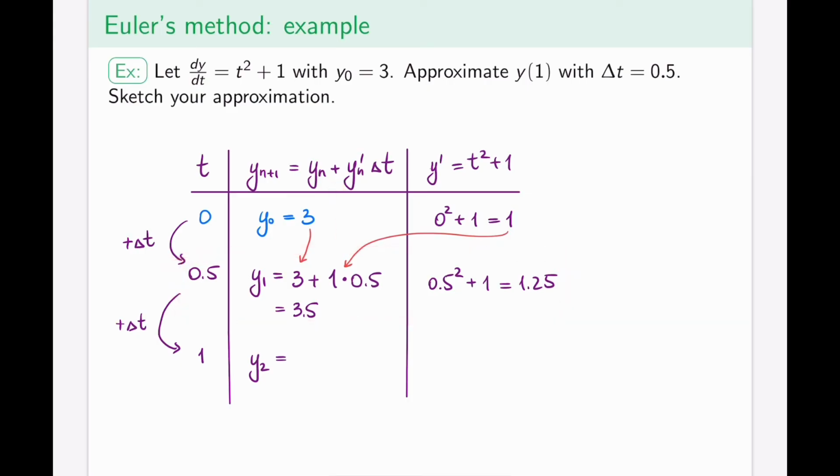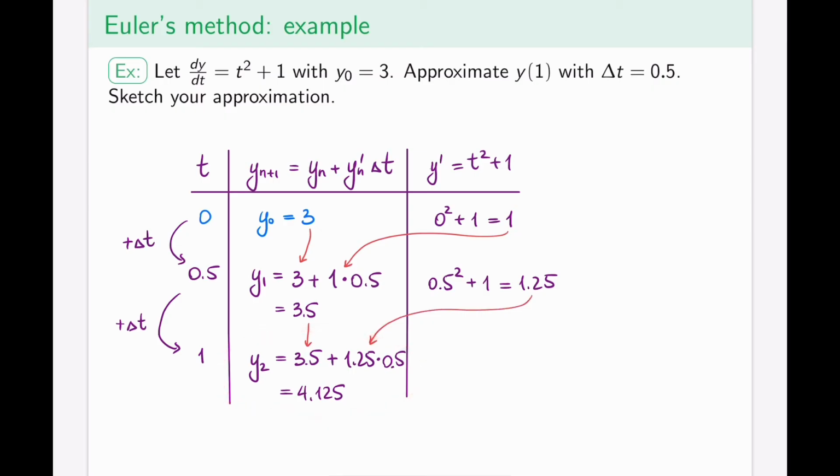So what am I going to have? I need to take the previous y value, which is 3.5. So this guy travels down here, plus the previous slope value, which is 1.25, times the step size as per the formula, and the step size is always fixed at 0.5. So all of this together will give me 4.125. And again, notice that I'm bringing all the information from the previous line into the computations of the next y value.